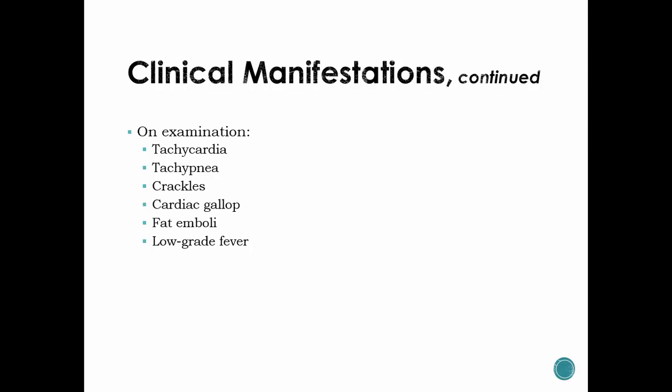Fat emboli: characteristic symptoms of fat emboli are going to be sudden onset of cardiopulmonary and neurological symptoms. So they will have dyspnea, tachypnea, tachycardia, confusion, delirium, decreased level of consciousness, and petechiae may actually develop on their chest and arms. They may also have a low-grade fever.